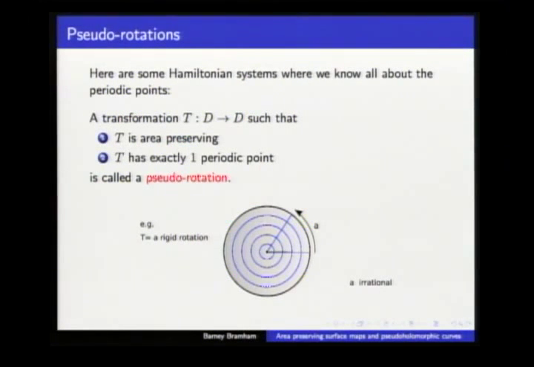And an example of these are, of course, if you just took a rigid rotation on the disk about the origin that rotates by an irrational number. So obviously that fixes the origin, and then if you choose an irrational angle, there are no other periodic points, of course. So that's an example of them.